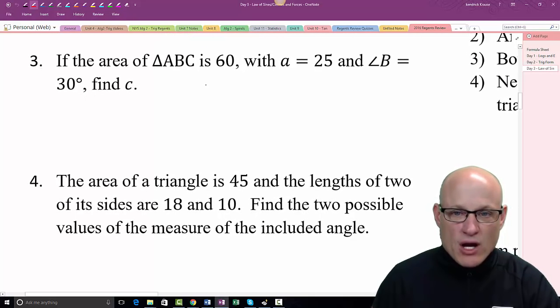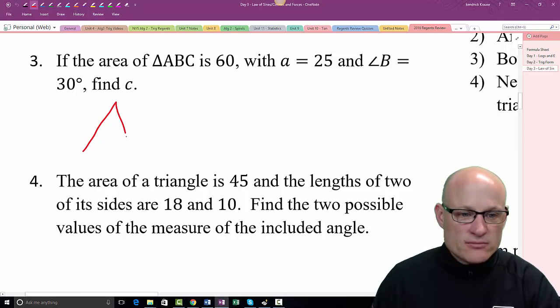Now we've got a problem. So let's see what we're going to do here. So I've got a triangle. I didn't give you much room on this one. A, B, and C. Angle B. I keep giving you angle B. I don't know why. I'm not very nice. 30. A is 25. The area is 60. And they want us to find C.